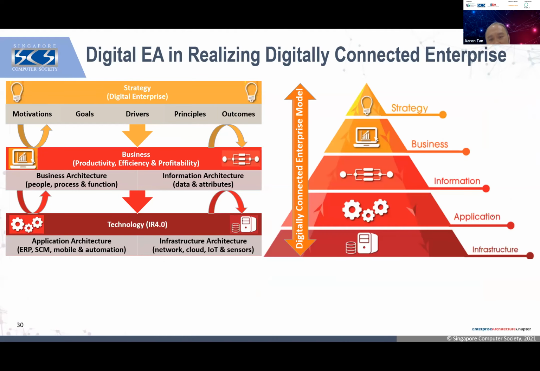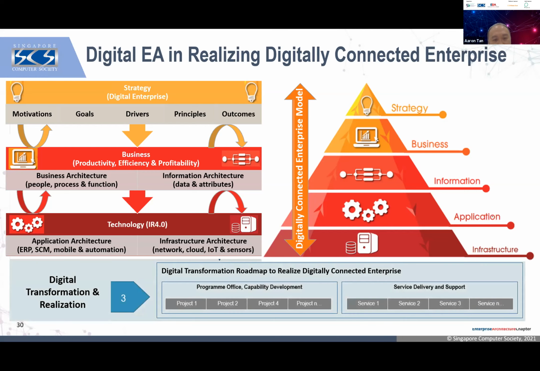That's why this is where we are defining a digitally connected enterprise model. That is very, very key in today's rapid change of business and technology. And at the bottom layer is where we are doing the execution. So there will be some sort of guideline for us to execute a project properly.